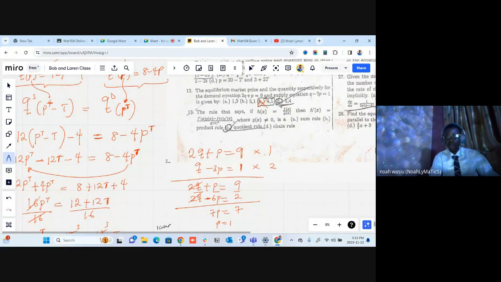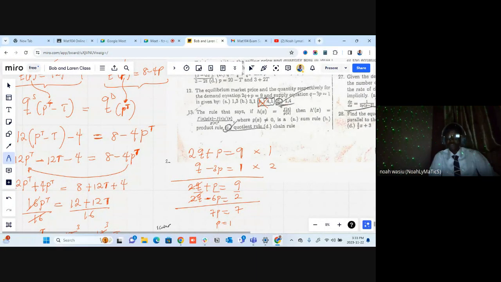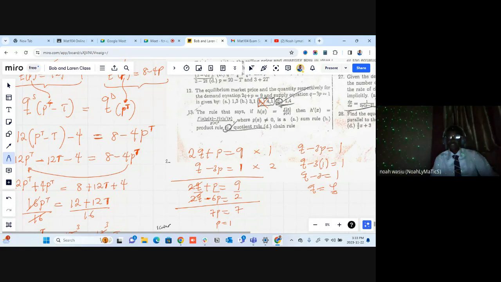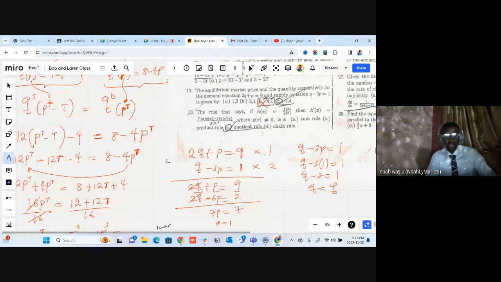If you solve for q, q minus 3p equals 1. Q minus 3 times my p, which is already 1, so q minus 3 equals 1, that's q equals 1 plus 3, that's 4. So I have this as (1, 4). I think that is correct in that case. Okay, so that's for that. Let me quickly move straight to the next one, which is number 13.